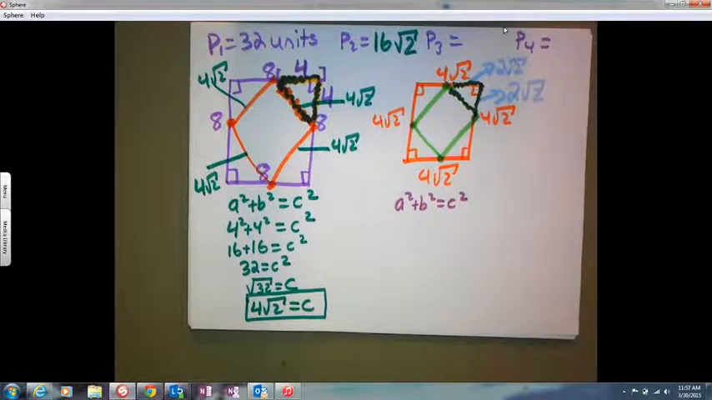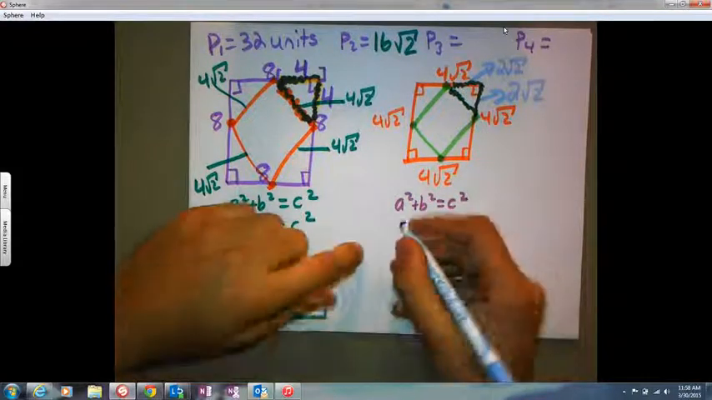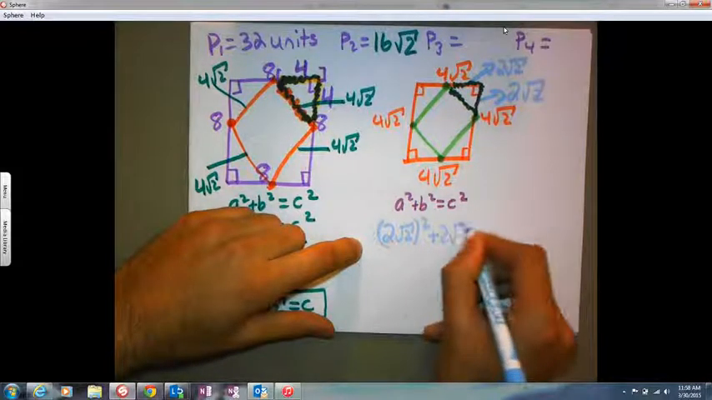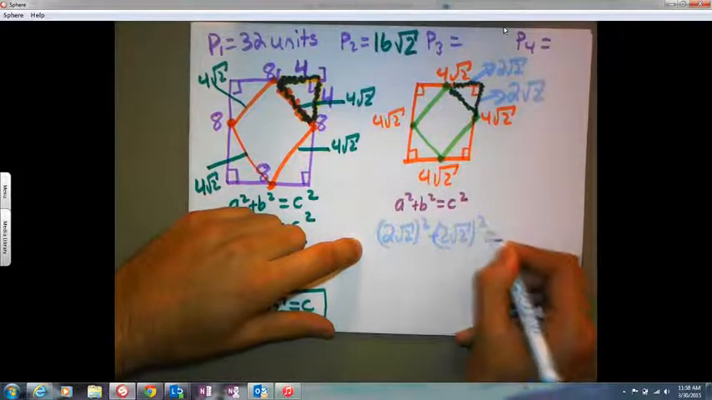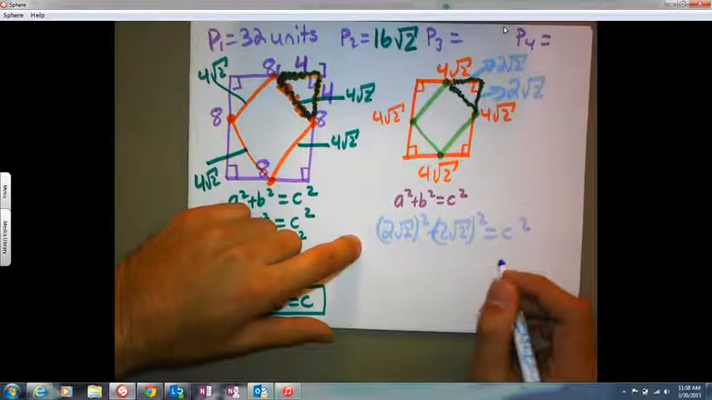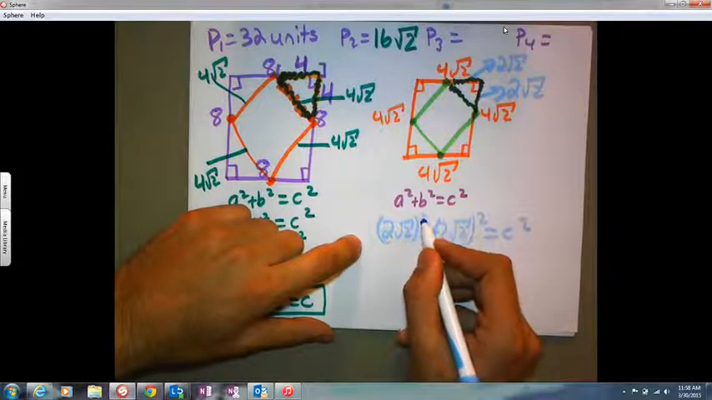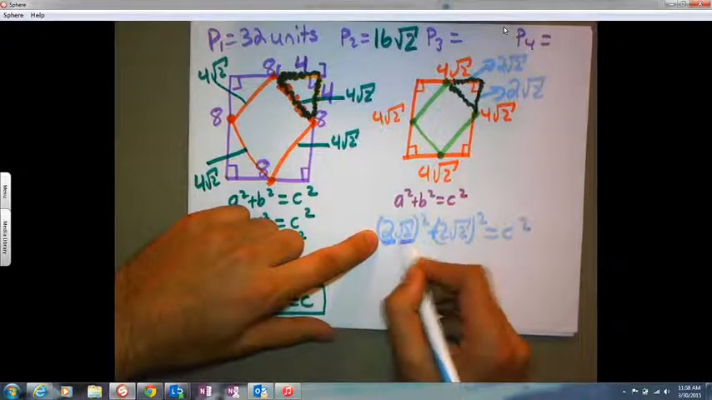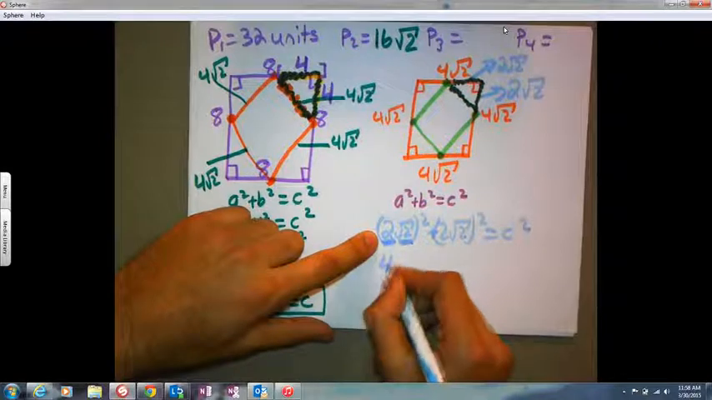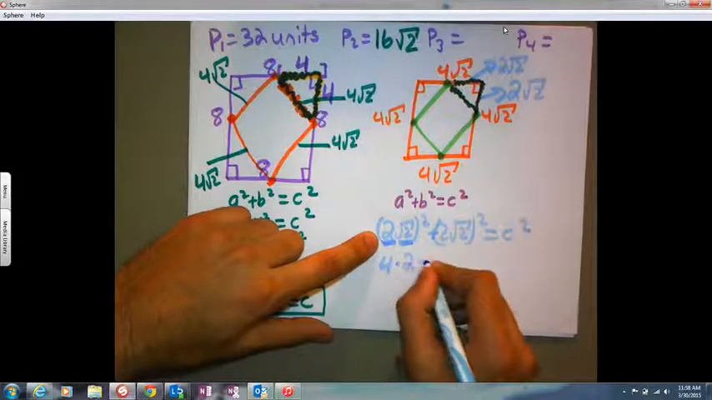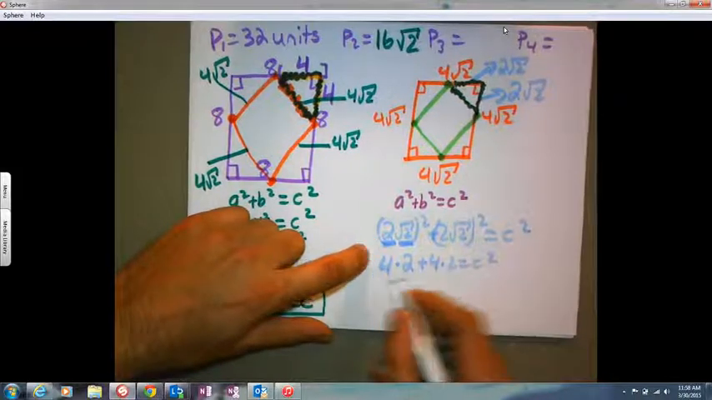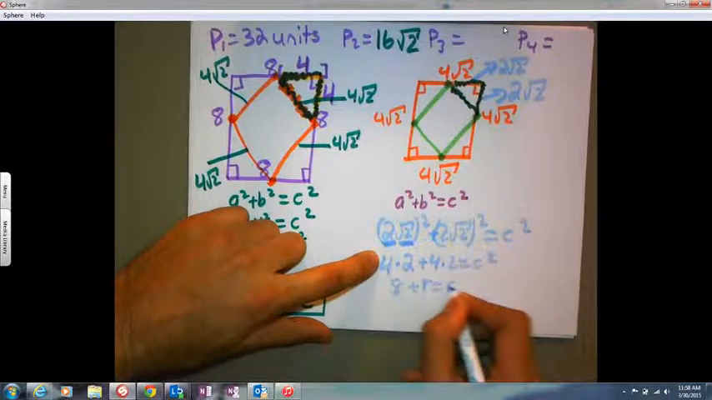So let's plug that in, of course. 2 root 2 squared plus 2 root 2 squared equals c squared. Remember, when you're squaring, the squared goes on the coefficient and on the square root. 2 squared is 4, root 2 squared is 2. 2 squared is 4, root 2 squared is 2. 4 times 2 is 8, plus 8 is c squared. 16 is c squared. 4 is c.